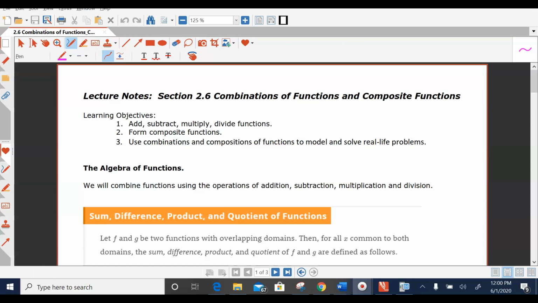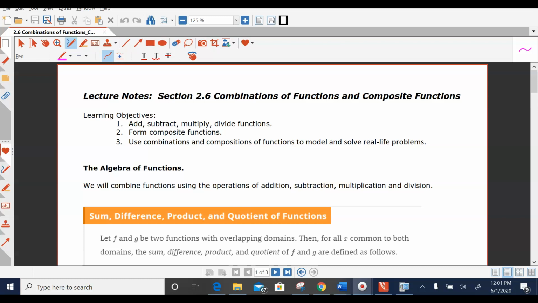So now let's check out what's happening in section 2.6, combinations of functions and composite functions. What we'll learn to do is how to add, subtract, multiply, and divide functions. We'll also form some composite functions, and then we'll use the combinations and compositions to model and solve real-life problems.